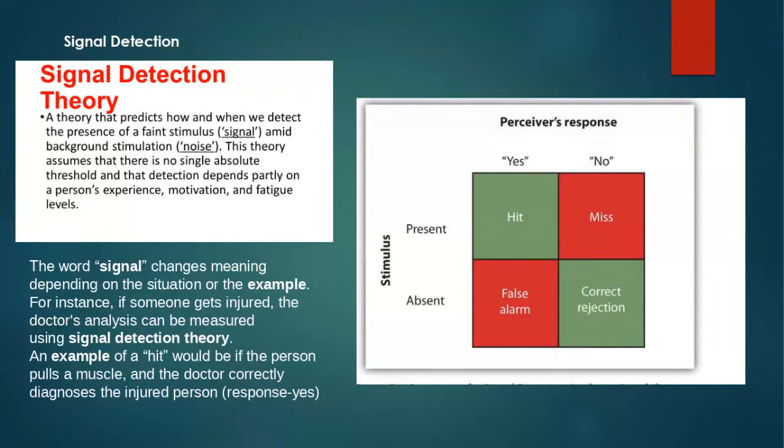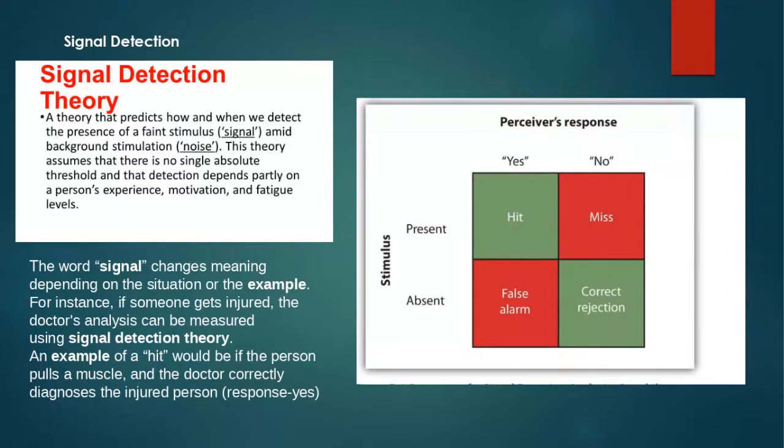Signal detection theory predicts how and when we detect the presence of a faint stimulus, which is the signal, amid background noise. This theory assumes that there's no single absolute threshold, and the detection depends partly on a person's experience, motivation, and fatigue. So how we perceive something is never in isolation. There are other things happening in our experiences, how motivated we are or how tired we are, that impact how we detect that signal.